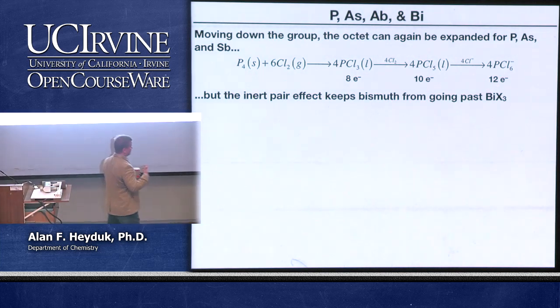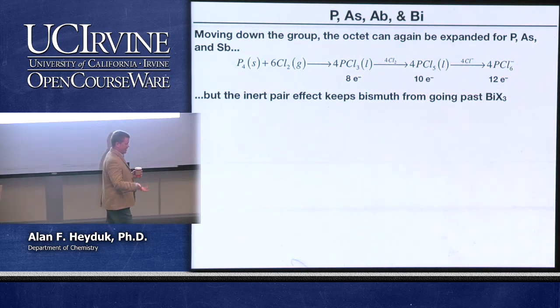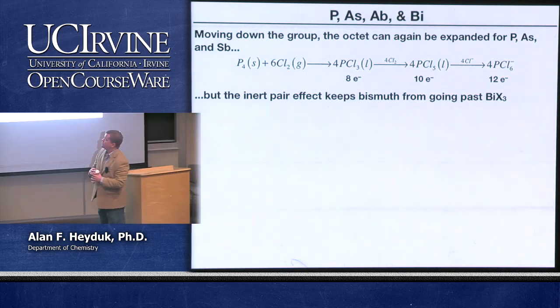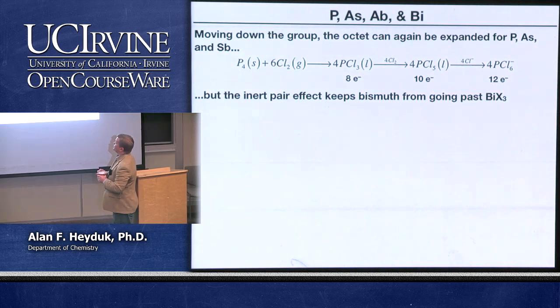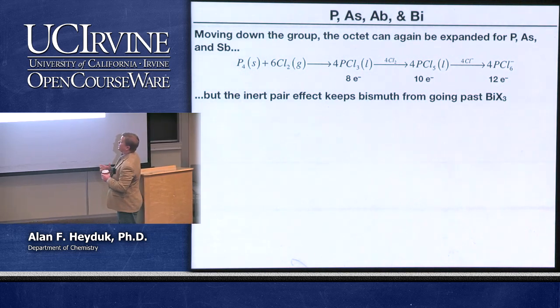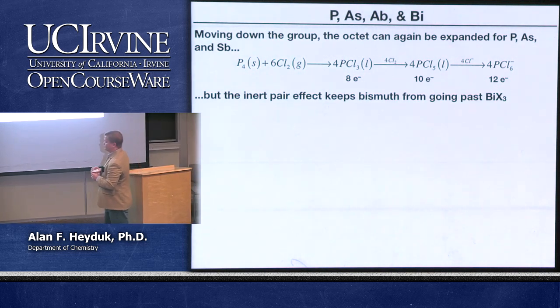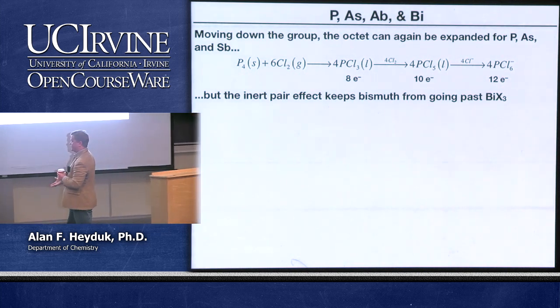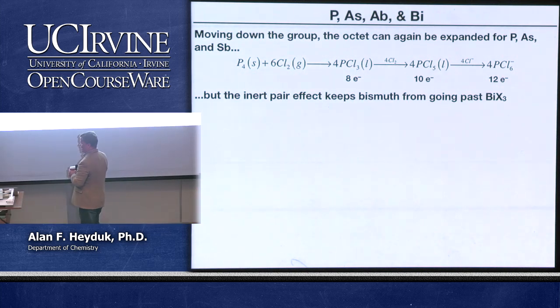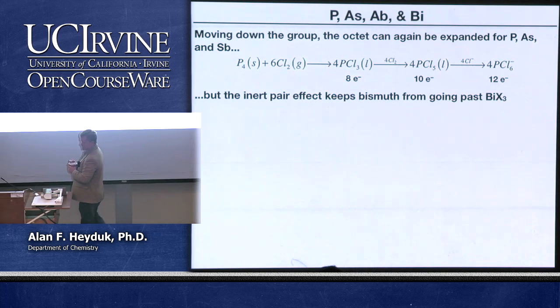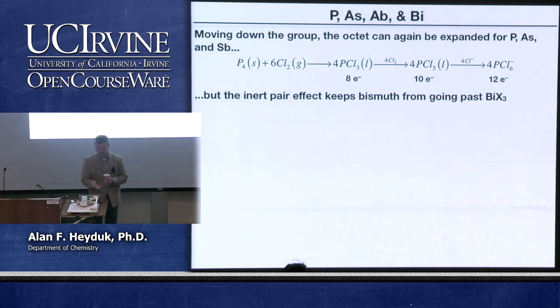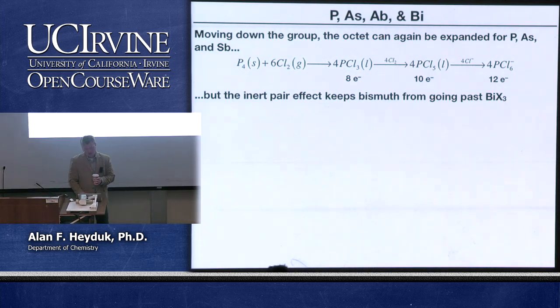If we drop down all the way to bismuth, the heaviest of the nitrogen group, well, I guess by that time it's a metal, you can't get past the bismuth trihalide, and that again is because you just cannot oxidize off that lone pair, the S2 electron configuration from the bismuth center.